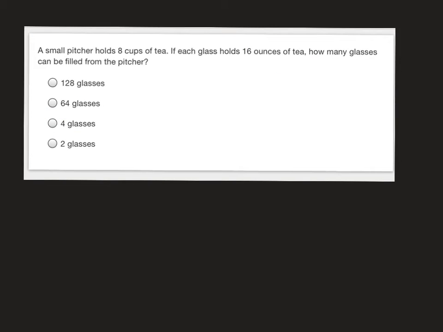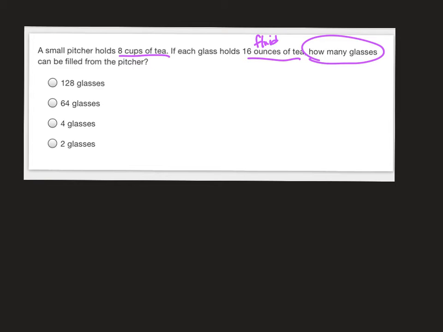All right, on this one, we're dealing with capacity this time instead of length. So it says a small pitcher holds 8 cups of tea. If each glass holds 16 ounces of tea, how many glasses can be filled from the pitcher? So we know anytime they're asking us how many individual containers of things can be filled, we're going to be having to do some sort of division. But we have to also think about our conversion. In the pitcher we're given cups, and the glasses we're given in ounces. So we're going to convert to the smaller unit, which is ounces. And in this case, it doesn't say it, but since we're talking about a drink, obviously this is fluid ounces.